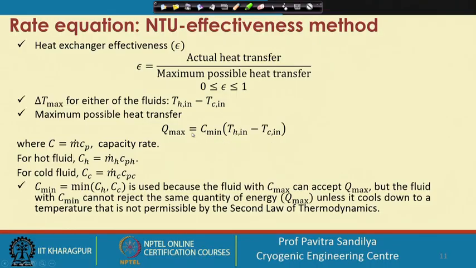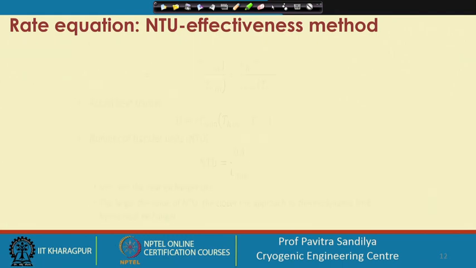second law of thermodynamics, because the maximum temperature the cold fluid can reach can be the outlet temperature of the hotter fluid. Similarly, the lowest temperature the hot liquid can reach will be the outlet temperature of the cold fluid. If this is not being followed, then we will not be able to have the proper heat transfer between the two fluids, and that will be violating the second law of thermodynamics. So from that angle we take this C min to find out the value of the maximum heat transfer possible.